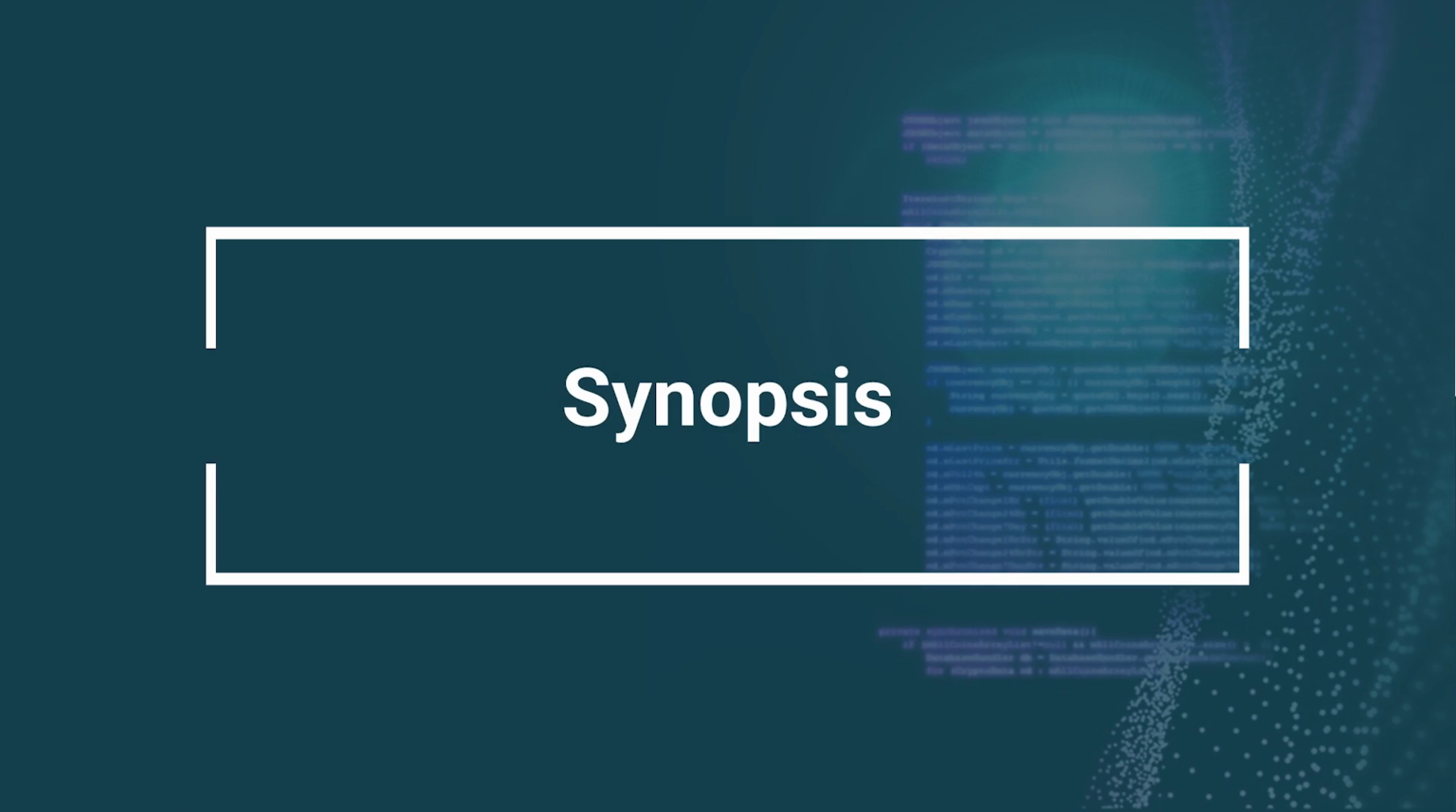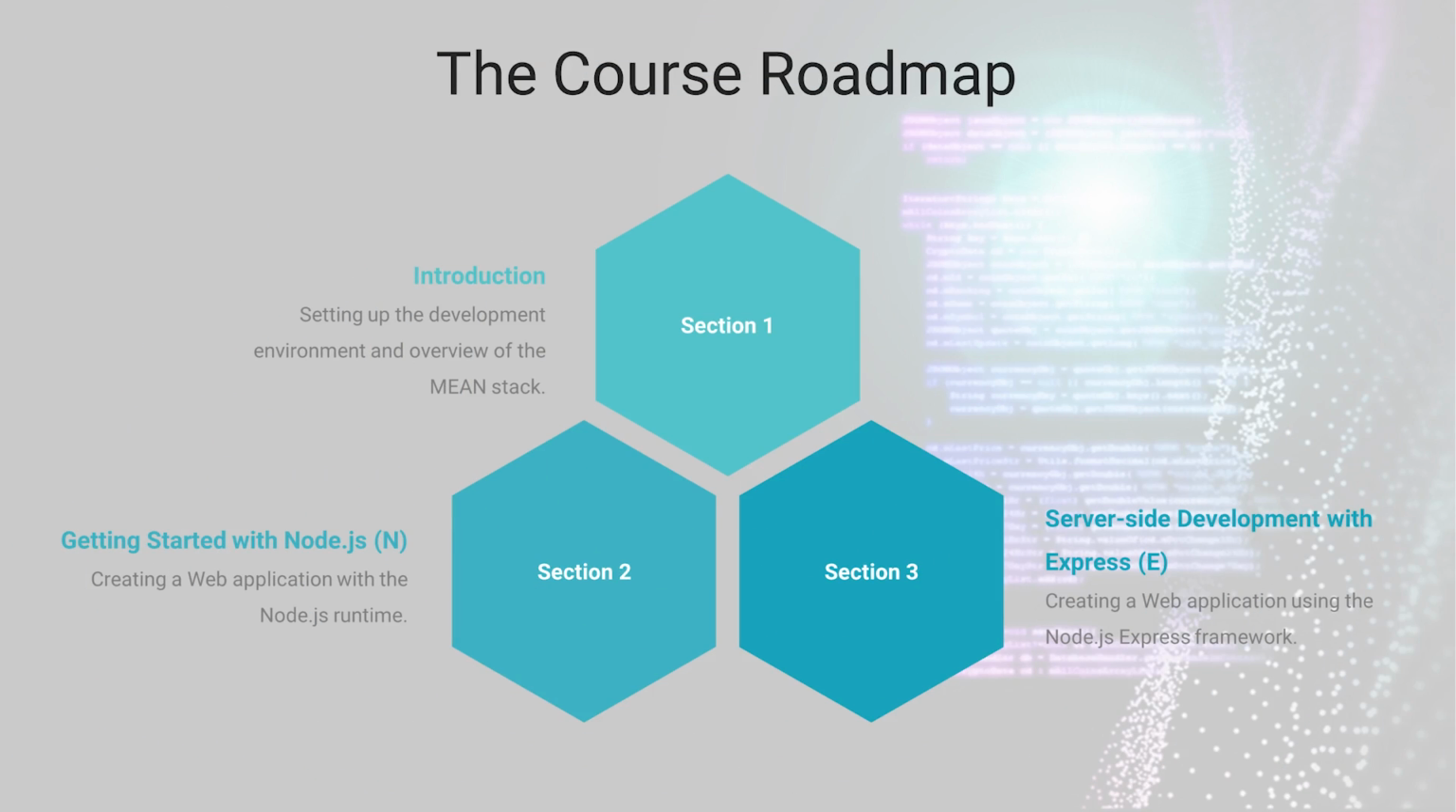So let's take a look at what this course is all about. This course is divided into 9 sections. We'll cover everything that you need to know to build a secure and dynamic web application using the MEAN stack. We will start off with the first section by setting up the development environment and making sure all the necessary tools we need are installed and configured. We'll also cover the major components of the MEAN stack.